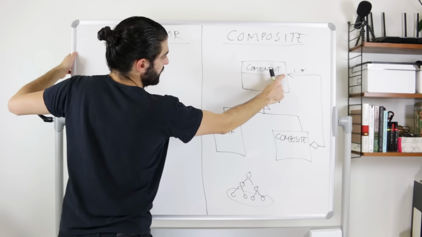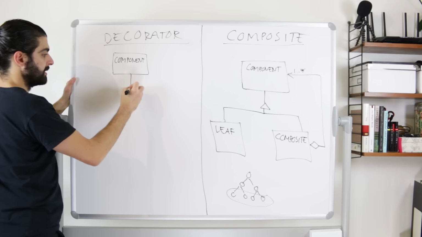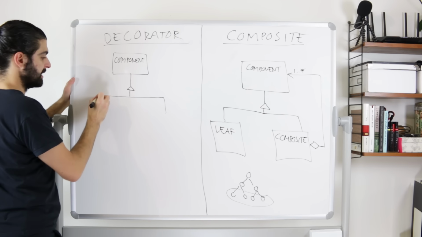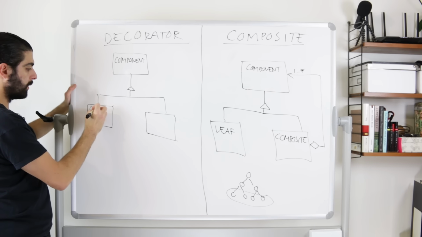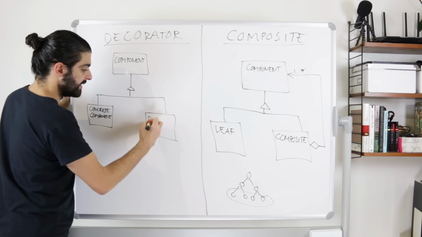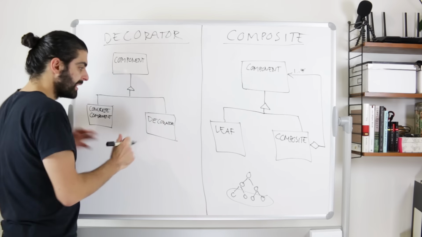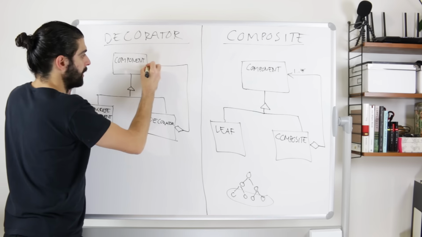Component. Let me just remove this line for clarity. So it also starts with a component, and it also has these two subclasses or implementors of the interface, where this one we call a concrete component, and this one we call a decorator. And then the interesting portion is that the decorator aggregates components.